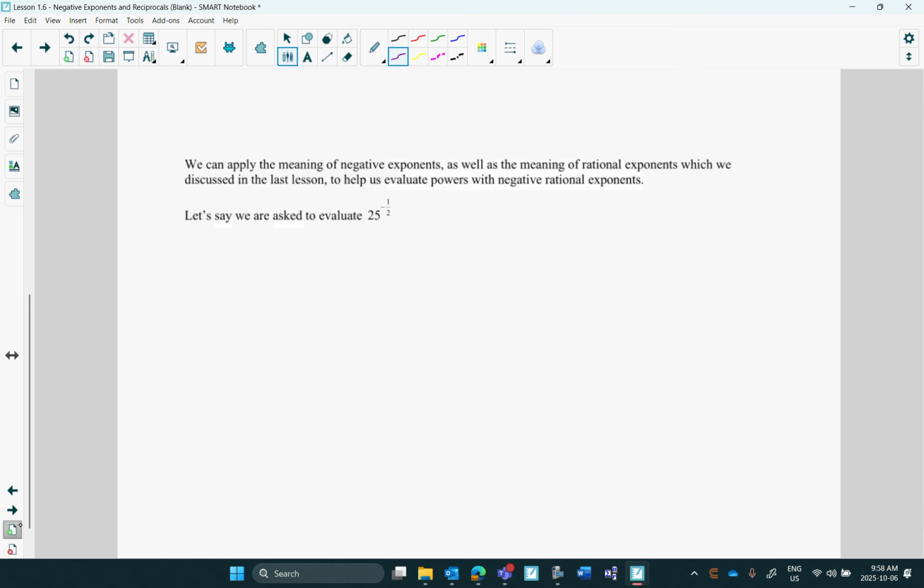Yeah, so now we've got a negative exponent and a fraction. Well, let's deal with the negative exponent. Write the 25 as a fraction. Notice I haven't changed the exponent yet. What would this look like if I wanted to change the exponent to positive 1/2? Look at it.